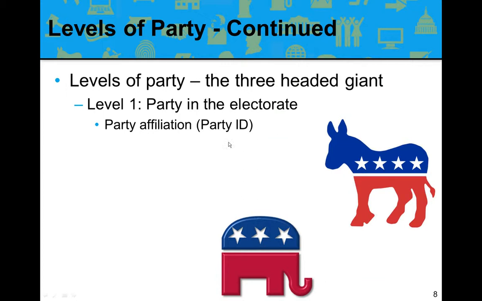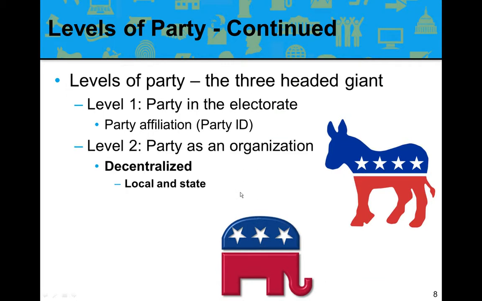All right, so that's party identification. Who identifies with what party? All right. The second level talks about the party as an organization. One thing you should write down is that parties in America are weak and decentralized relative to their European counterparts. Even though we have a whole political system based on parties, the party as an organization is weak.